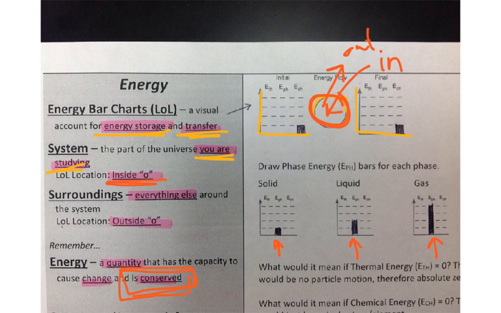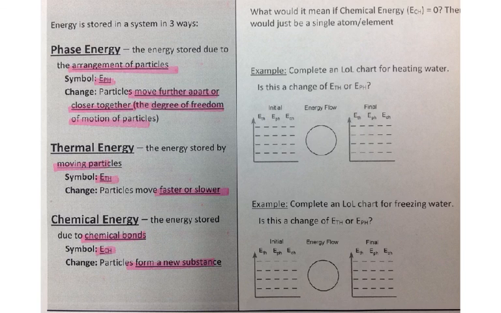So that is something that is going to be standard that we're going to use for all of our homeworks, all of our tests, all of our quizzes. So you just have to remember that solid has 1, liquid has 2, and gas has 4. And so solid is the least energetic and gas has the most energy. So phase energy is the energy stored due to the arrangement of particles. And so that is the EPH. Okay? So in the change, the particles are going to move farther apart or closer together, and that's going to be that degree of freedom of the particles.